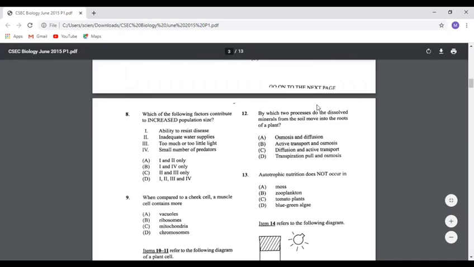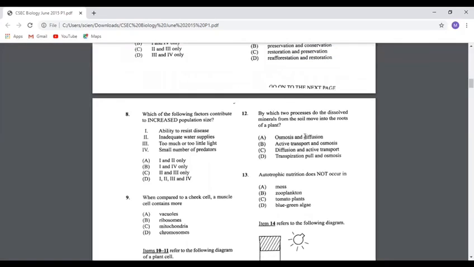By which two processes do the dissolved minerals from the soil move into the roots of the plant? A, osmosis and diffusion. That's a no. B, active transport and osmosis. No. C, diffusion and active transport. Yes. So the answer would be C. Let's just look at what D is talking about, transpiration pull and osmosis. So the answer is C, diffusion and active transport, because water enters the roots via diffusion, but they're telling us also dissolved minerals, and active transport allows minerals to enter.